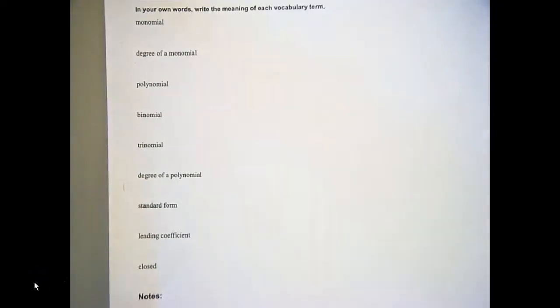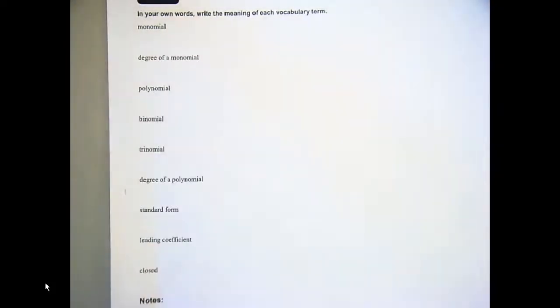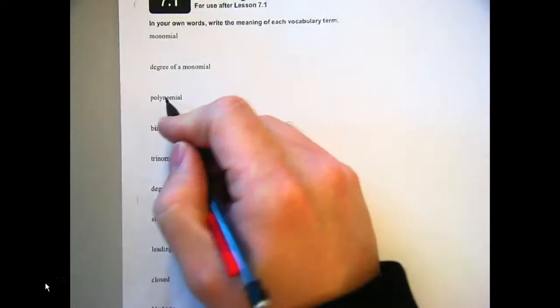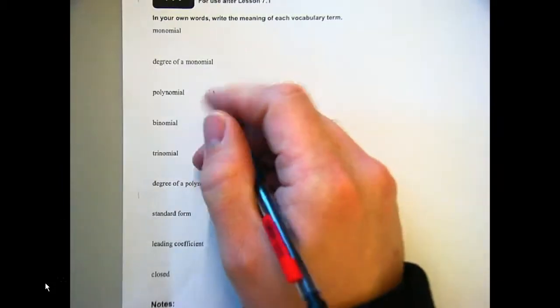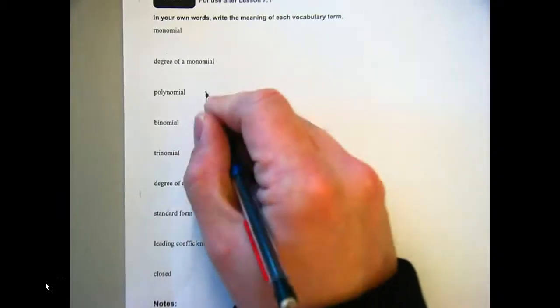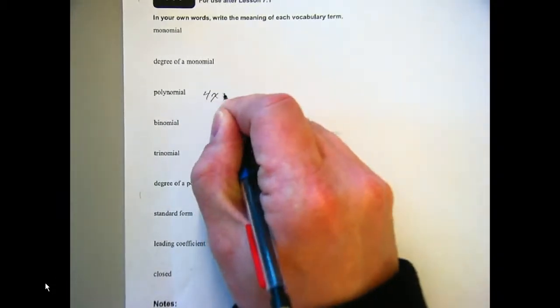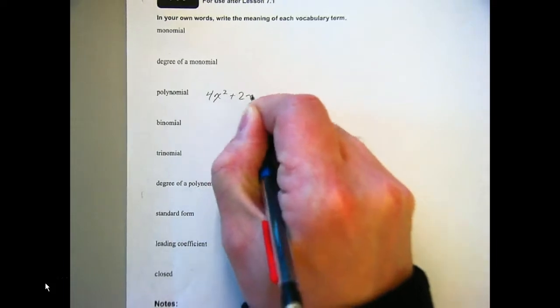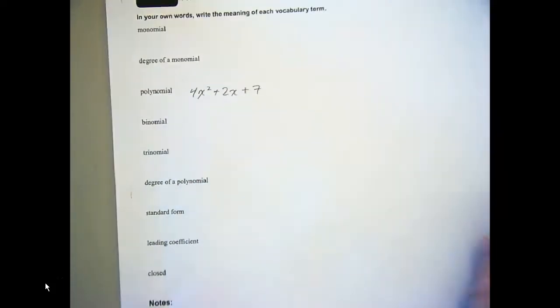Would term work in place of the word nomial? Okay, what's a monomial? Well, let's actually start down here with polynomial. What's a polynomial? More than one. Okay, it means multiple terms. It's an expression with multiple terms. An example of a polynomial may be like 4x squared plus 2x plus 7. That's a polynomial.